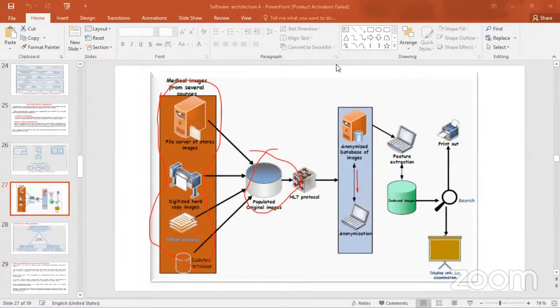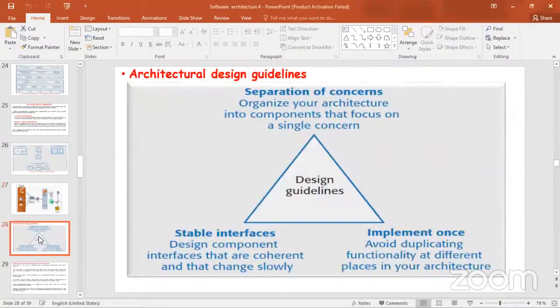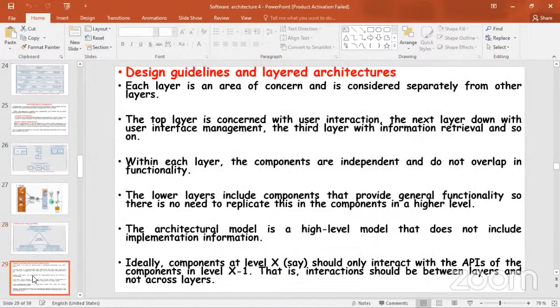So these are the stuffs in developing some form of architecture. So the next thing to consider is architectural design guidelines. What are you supposed to look at? The first thing is separation of concerns, stable interfaces, implement once. So let's look at it one after the other.